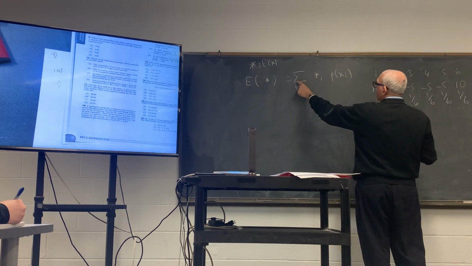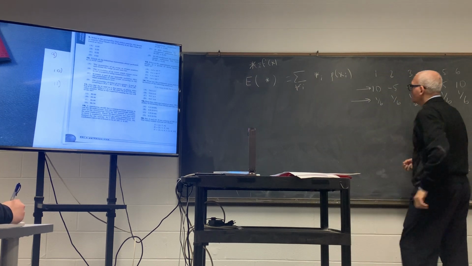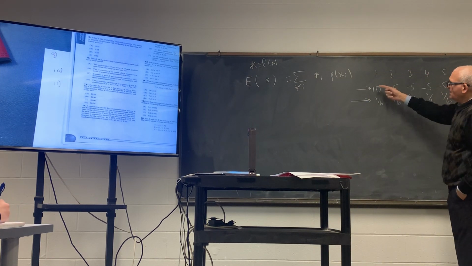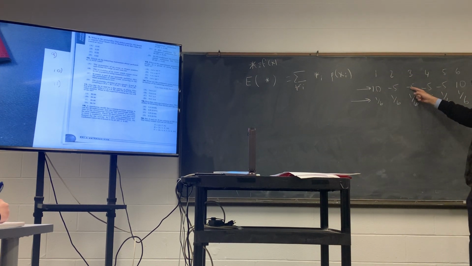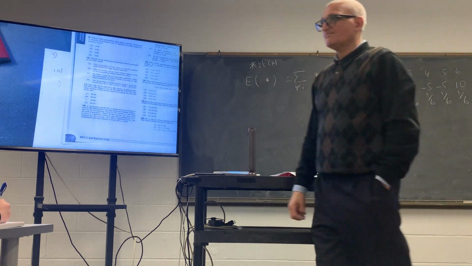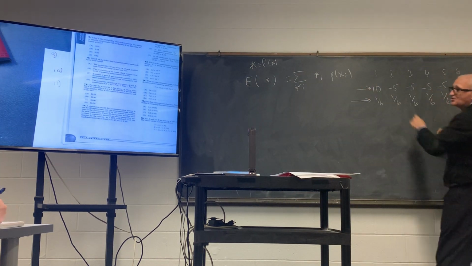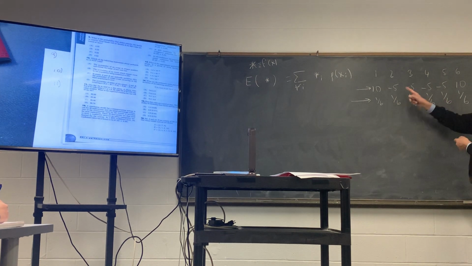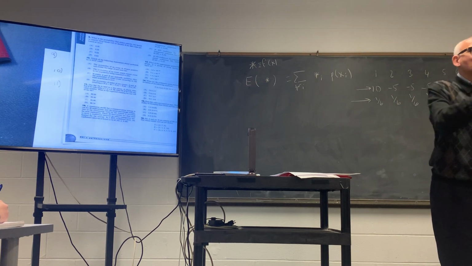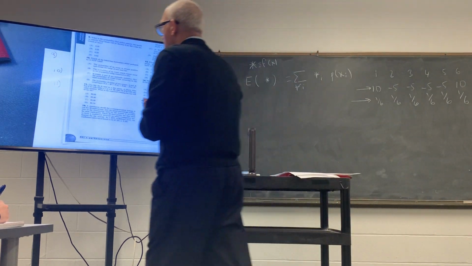So if I sum this row times that row, I will get, forget about the 6, you get 10 minus 5 minus 5 minus 5 minus 5 plus 10 over 6. It's 0 over 6, it's 0. It's a fair game, because there is only 1/3 probability that you win and 2/3 that you lose, but your winning is twice as much as the loss. So it's a fair game.